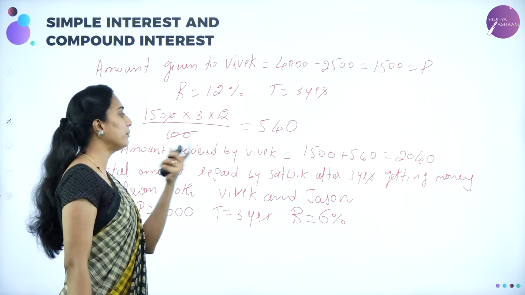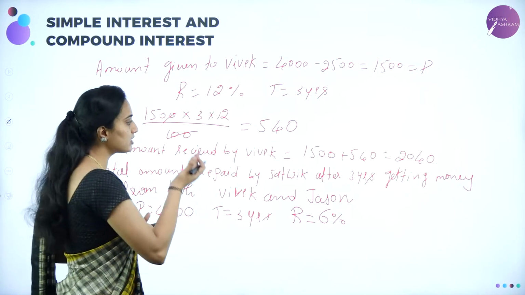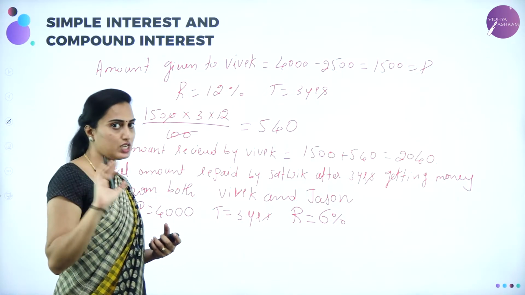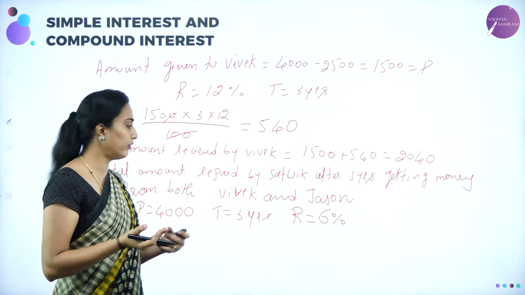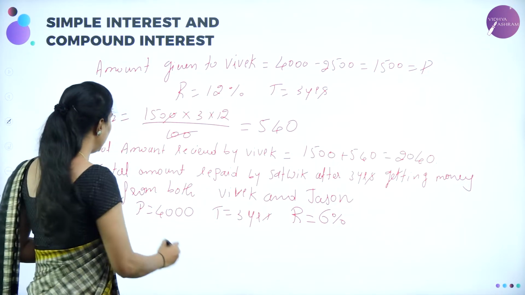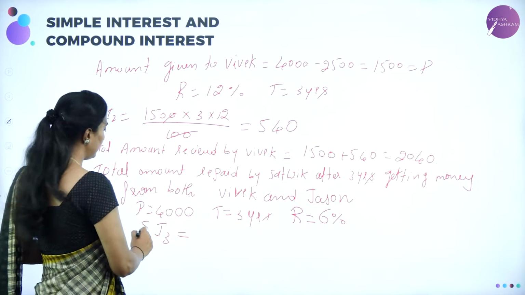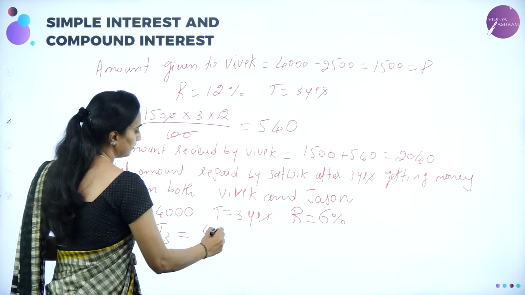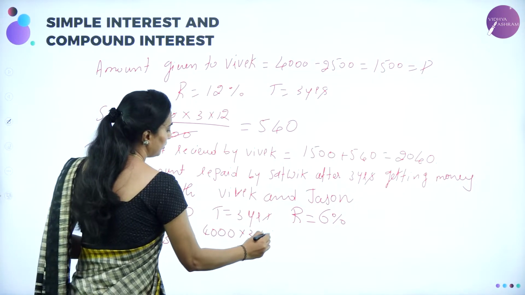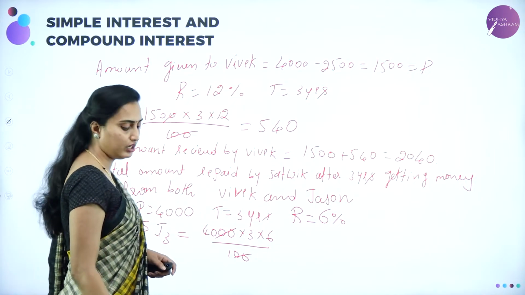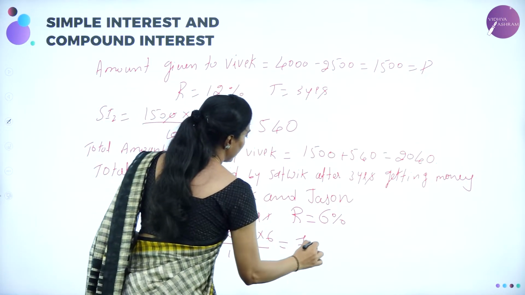So the total amount repaid by Satvik after 3 years, getting money from both Vivek and Jason, for 3 years at 6%. So let me calculate SI3, PTR: 4,000 into 3 into 6 divided by 100. 2 zeros will go, so 3 into 6. You are going to have 720.